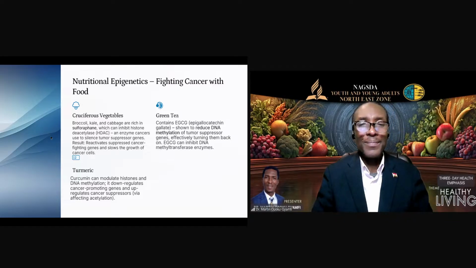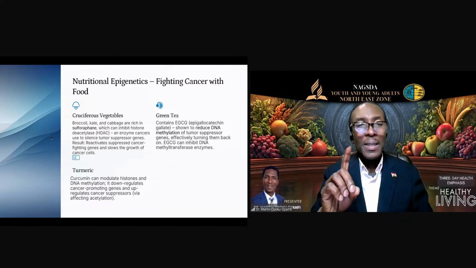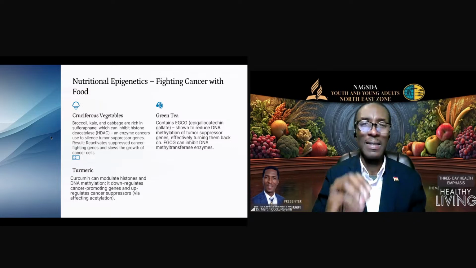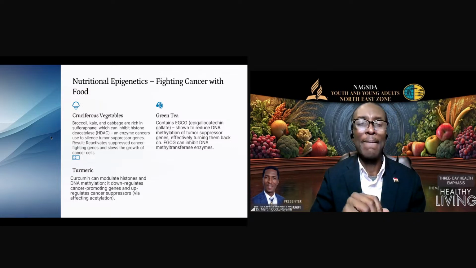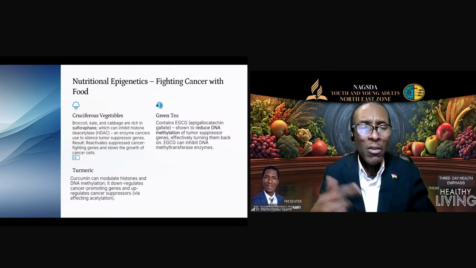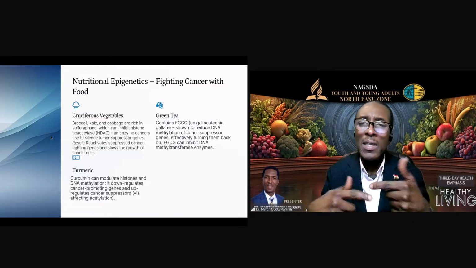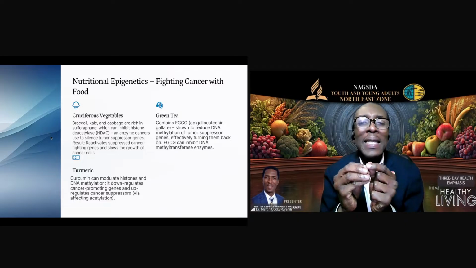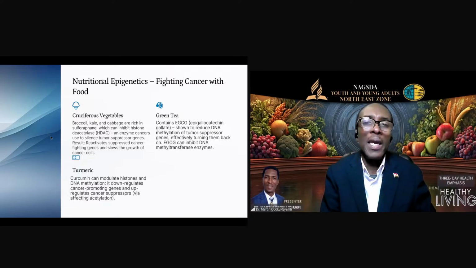Did you know that as at now, there are no cancer medications that can do this? Now the research is ongoing. They are seriously researching to try and synthesize some pharmaceutical or some medication that can do what broccoli and green tea and turmeric can do. And they are not successful yet. This is the power of nutrition.